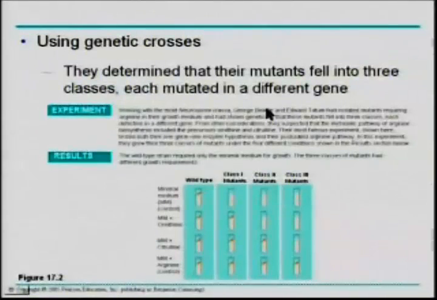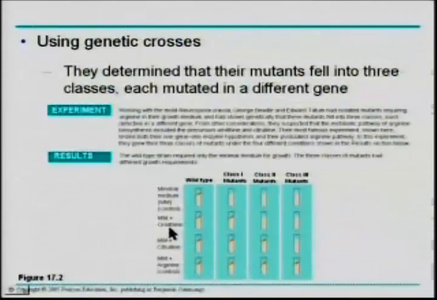In this experiment, they grew three classes of mutants under the four different conditions shown in the results here. So the wild-type strain required only the minimal medium. We see here, wild type in this column, and this is the minimal medium control. The three classes of mutants had different growth requirements. So at the minimal media, the class 1, class 2, and class 3 mutants did not grow.